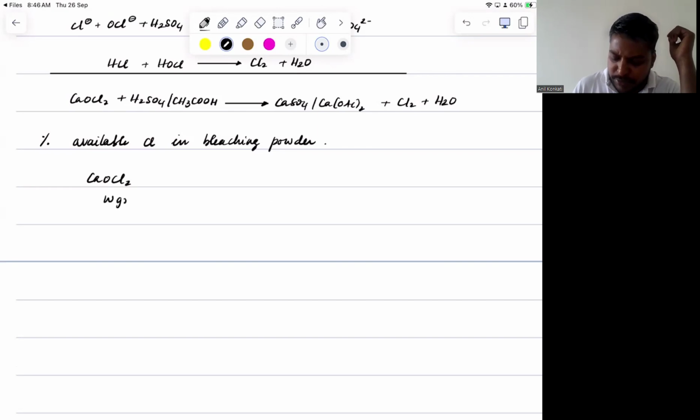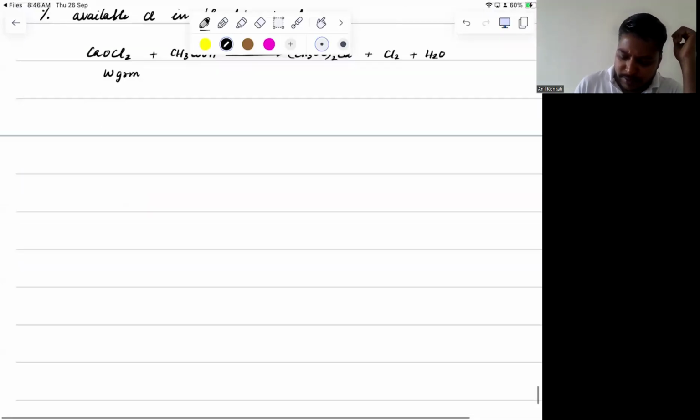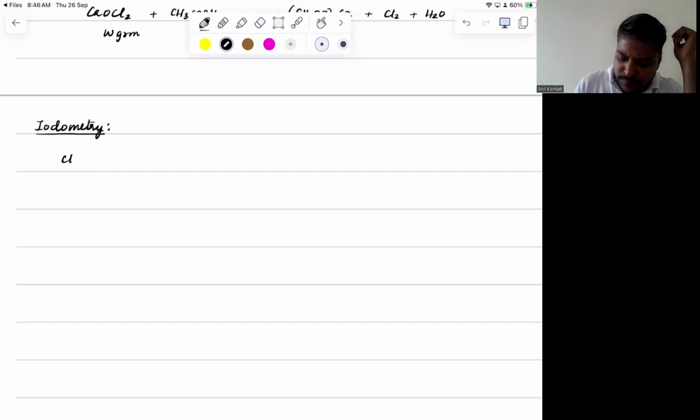Suppose you have W grams of bleaching powder. First we react that with acetic acid. On reacting with acetic acid, we'll get calcium acetate salt, plus Cl2 plus H2O. Okay. And if you notice, iodometry, Cl2 plus I minus will give you I2 plus 2Cl minus.